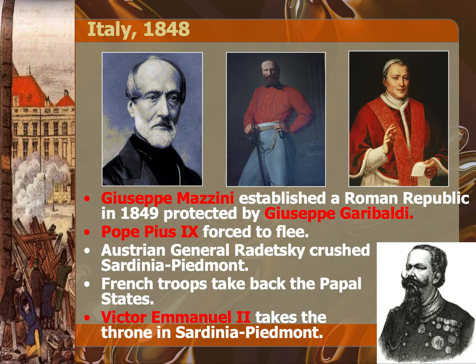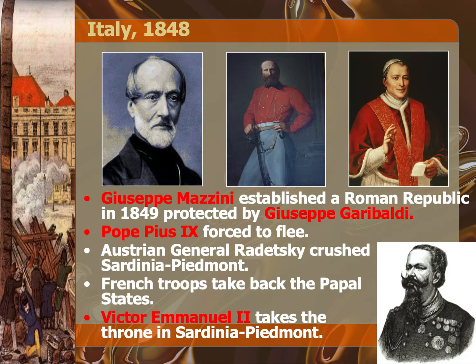Charles Albert is forced to abdicate the throne. And his son, Victor Emmanuel, takes power. Victor Emmanuel II takes the throne of Piedmont, Sardinia. He's eventually going to be the first king of Italy. But again, that's going to happen later.